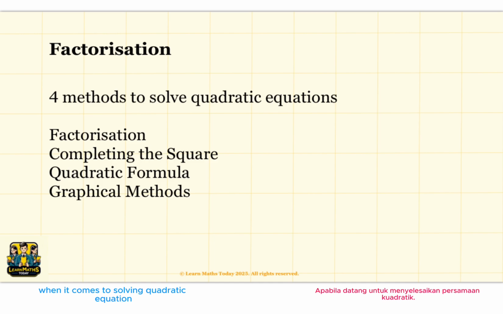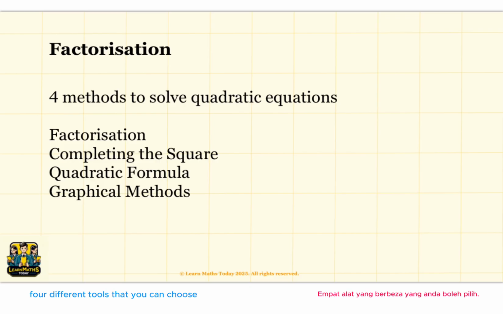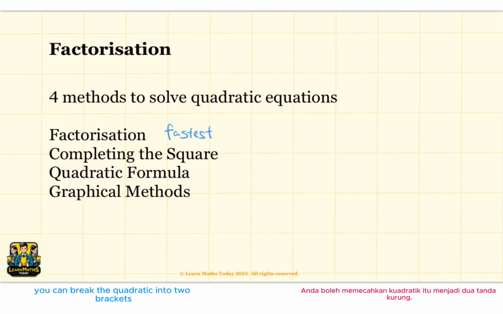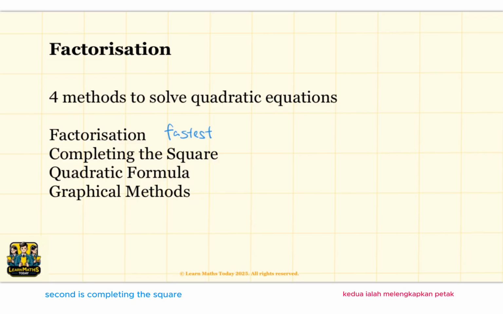When it comes to solving quadratic equations, there are 4 different methods to choose from. Think of them as 4 different tools that you can choose. First, we have factorization. This is the fastest method when it works. You can break the quadratic into 2 brackets and solve from there. Second is completing the square.